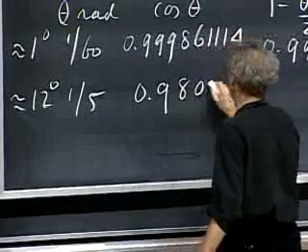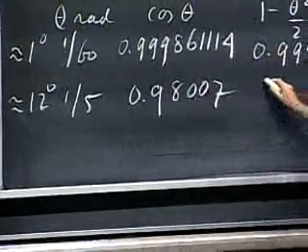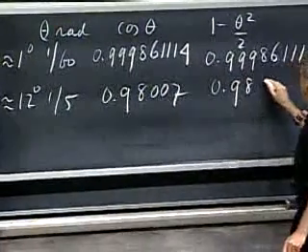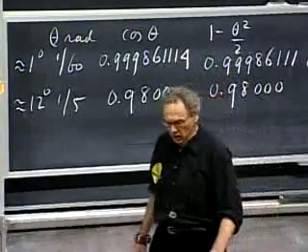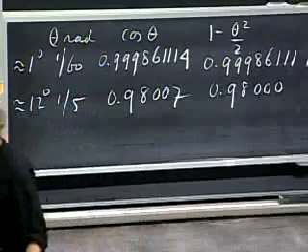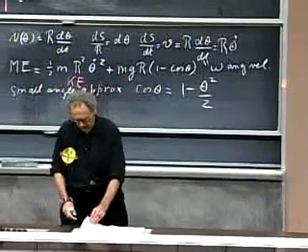0.98007, and 1 minus theta squared over 2 equals 0.98000. So that still is amazingly close. That only differs by 7 parts in 100,000. So the difference is less than 1/100th of a percent.